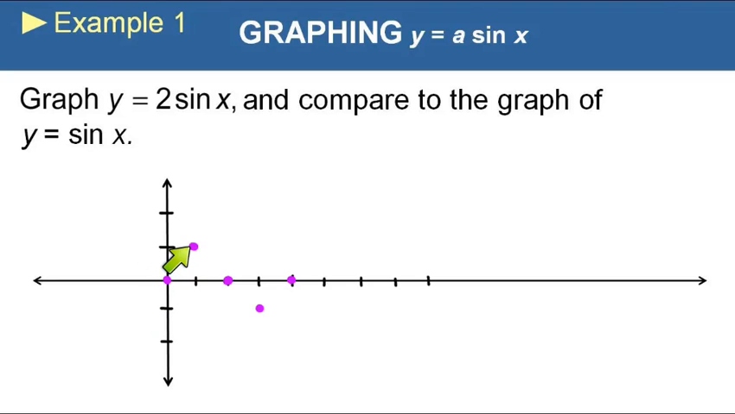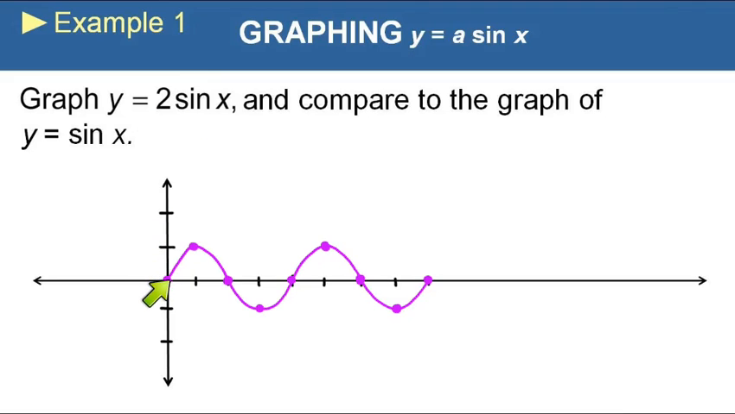So you can see here my highest value is +1, lowest value is y equals -1, and I'm going to repeat the pattern. So I have 2 cycles of my sine graph. I'm going to connect the dots. And now to graph 2 sine of x, what we'll do is take every y value from the sine x graph and multiply it by 2, and that will give us 2 sine of x.